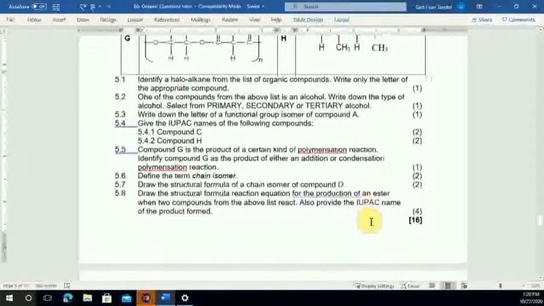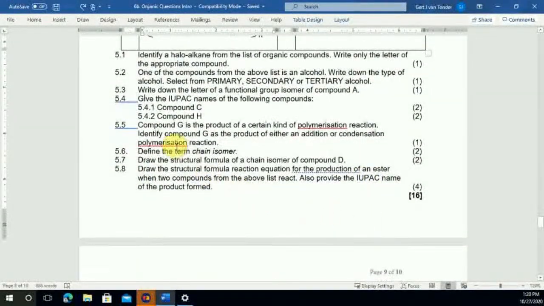Right, we can't answer 5.5. I explained to you earlier on, compound G is a polymer and we haven't done polymerization yet. Then let's define a chain isomer. So I'm just going to go to the board. We've spoken about a positional isomer. We've spoken about a functional isomer. We're going to now speak about a chain isomer, and those are the only 3 types of isomers. So let me just show you the board.